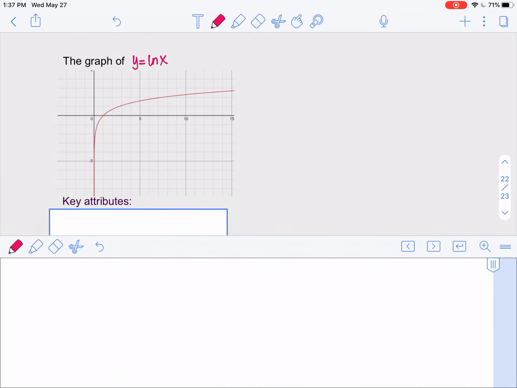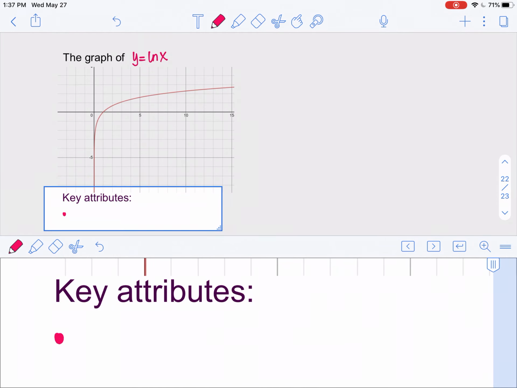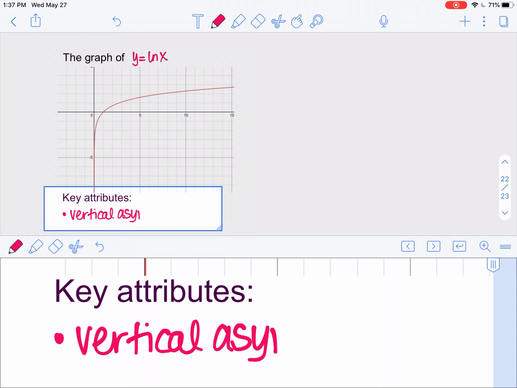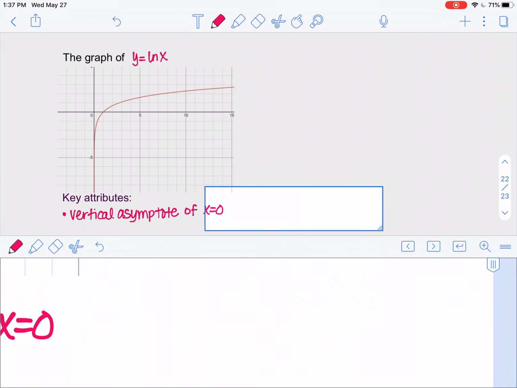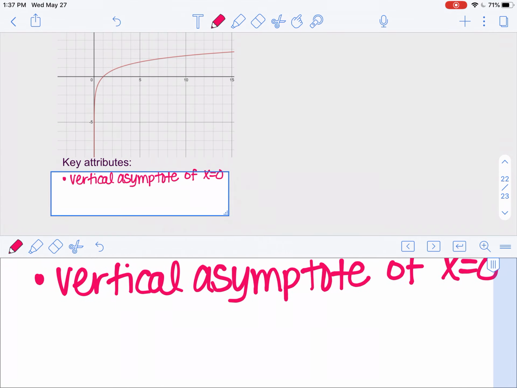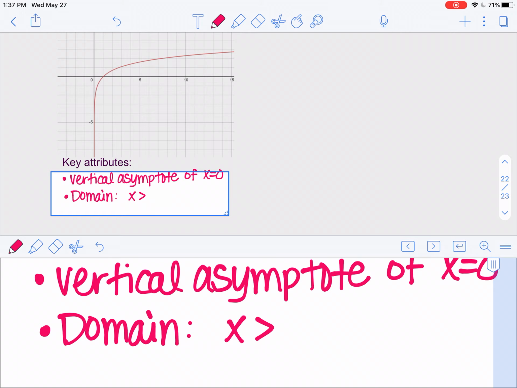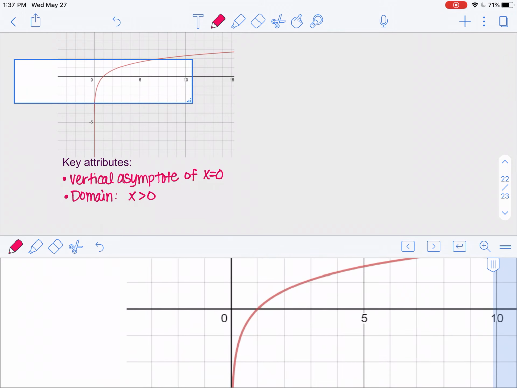What are some key attributes? Well, now there's not a horizontal asymptote. Now there's a vertical asymptote, and that vertical asymptote has an equation of x equals 0. It's a vertical line when x equals 0. Now let's talk about domain. Are there x values that I can't put into this function? Yes, definitely there are now. x has to be greater than 0. There is no graph over on this side. It can't cross over that vertical asymptote.